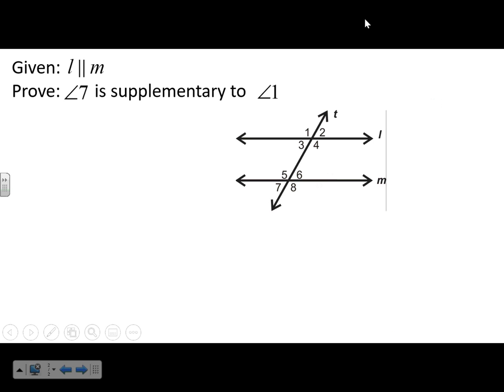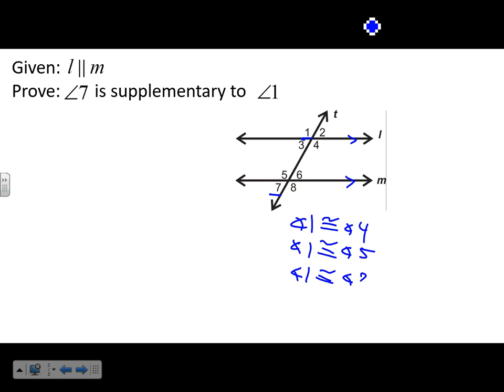Let's look at this other one. So L and M are parallel. That's the given. So again, I'm going to mark this. I want to prove that angle 7 and angle 1 are supplementary. So again, if you don't know what to do, you can start jotting down some things. I know angle 1, and usually I look at things that are congruent, but again, you might want to add in some things that are supplementary. I know angle 1 is congruent to angle 4 because of vertical angle theorem. I know angle 1 is congruent to angle 5 because they're corresponding. I know angle 1 is congruent to angle 8 because they're alternate exterior.